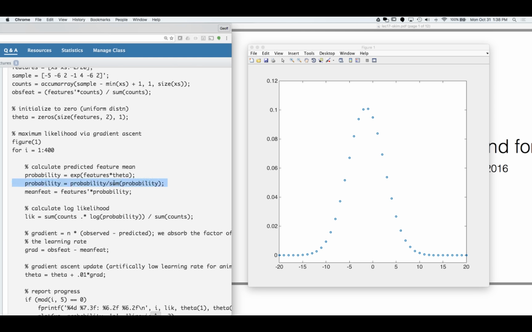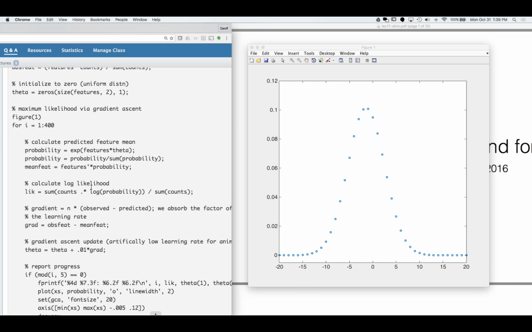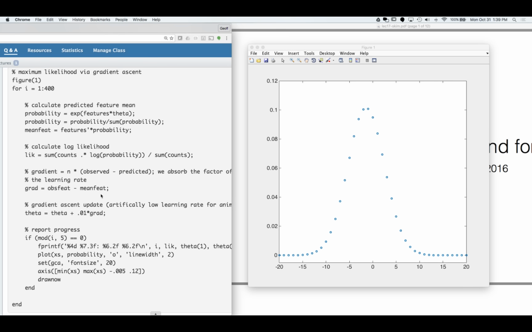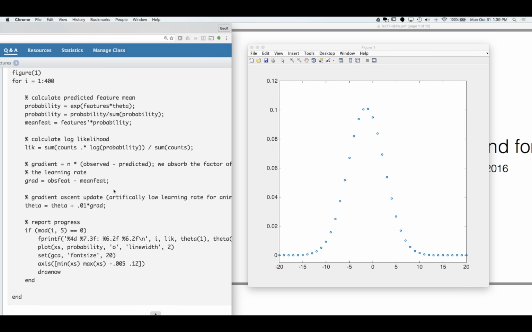This is equivalent to calculating the g of theta, the normalizing factor. And now I have a probability distribution over my features. I can calculate the expected value of that probability distribution. You don't actually need this here, but this is just in case we're interested. It's helping us tell the progress of our maximization, basically what is the likelihood at the current time, the log likelihood. And now we're going to compute the gradient, right?